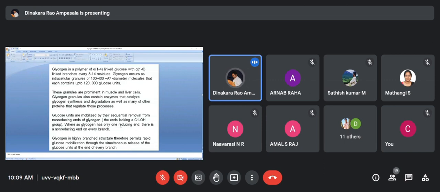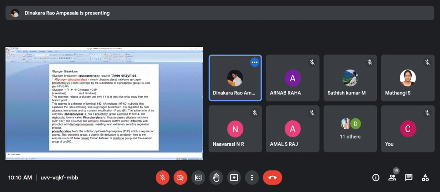Whereas glucose has only one reducing end, there is a non-reducing end on every branch. Glycogen is a highly branched structure, therefore it permits rapid glucose mobilization through the simultaneous release of glucose units from every branch. As I said, few enzymes are involved in this glycogenolysis. Few means three enzymes. One is glycogen phosphorylase, a simple phosphorylase reaction, catalyzed by glycogen phosphorylase using inorganic phosphate from the inorganic phosphate pool.